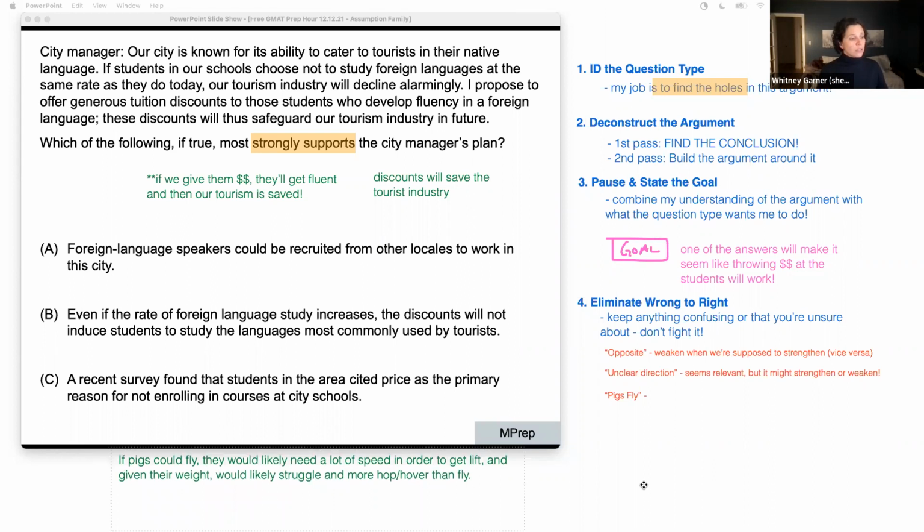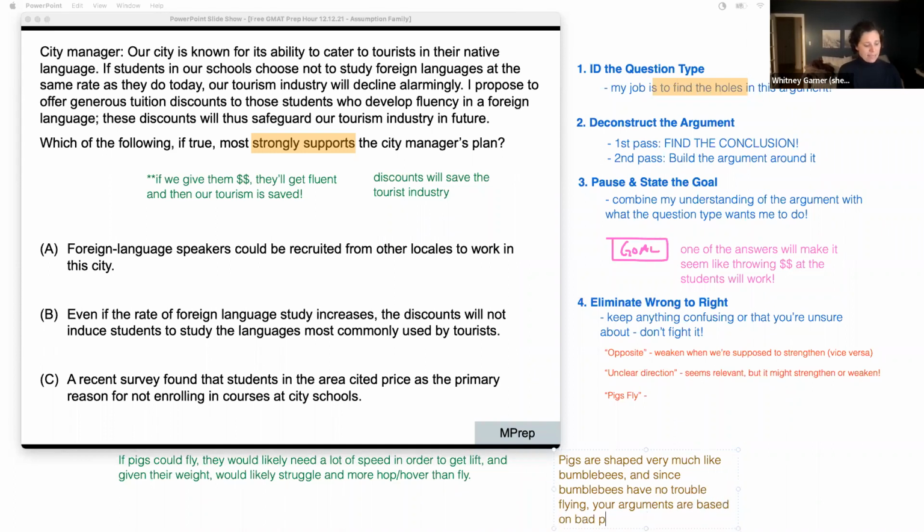And it would be totally acceptable if my friend came back and said to me, well, okay, hold on. Pigs are shaped very much like bumblebees. And since bumblebees have no trouble flying, your arguments are based on bad physics.